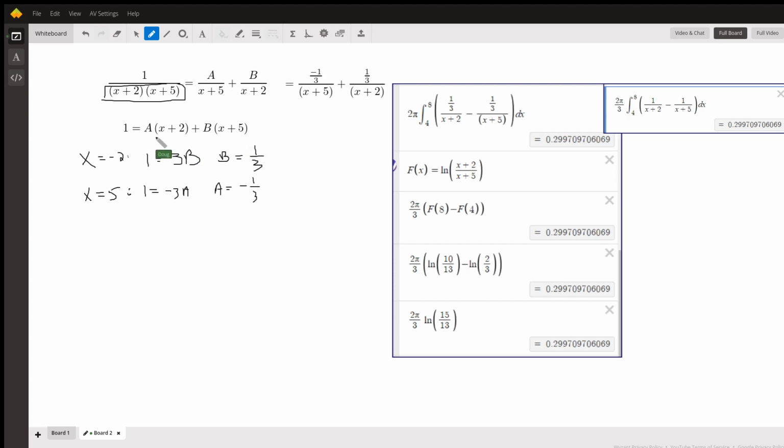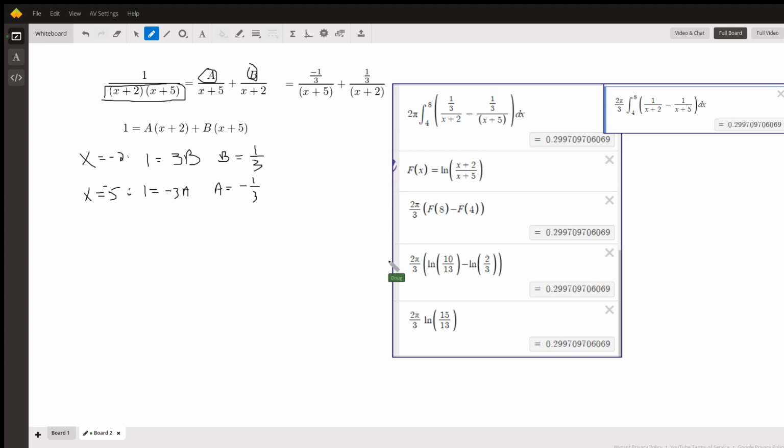You can also, in this case, do it by letting x equals negative 2, which means the a will disappear, and we'll get 1 equals 3b, which means b equals 1/3. That goes here. And if we let x equal, I should say negative 5, the b will disappear, and we'll get 1 equals negative 3a, a equals negative 1/3, goes right there.